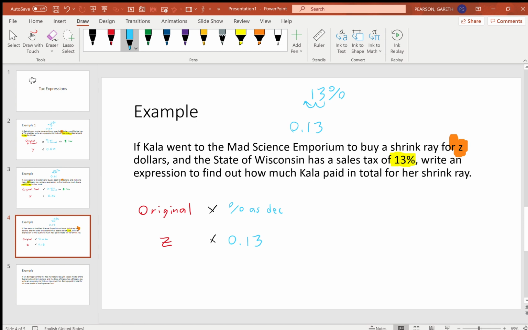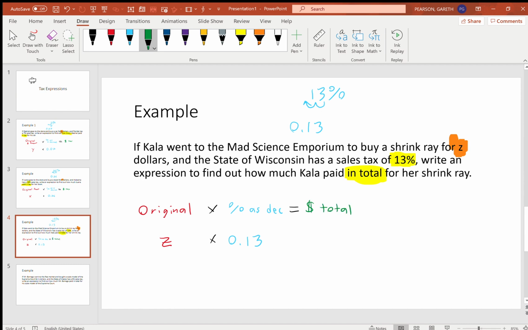Let's keep on reading. Write an expression to find out how much Kayla paid in total. They're trying to trick you. Remember, original times your percentage as a decimal will equal how much money you paid in tax. We don't want tax. They're specifically asking us for the total. So if they want the amount of money that was paid in total, we're going to have to switch this up a bit.